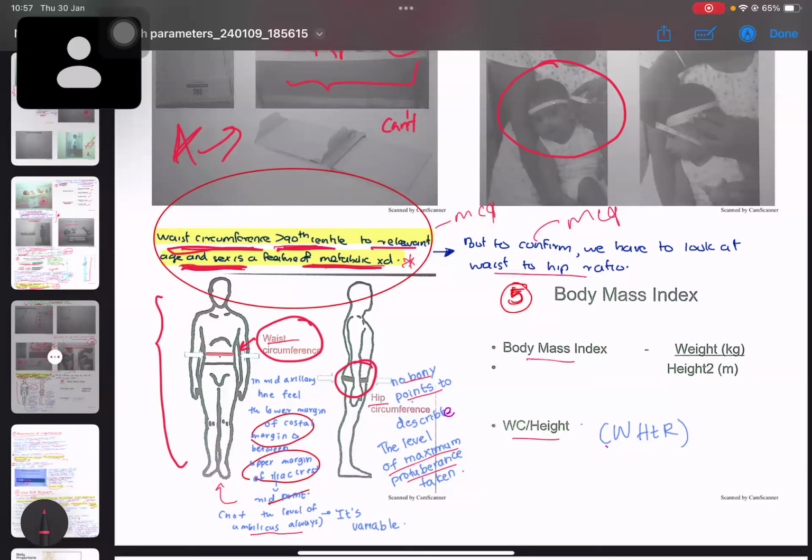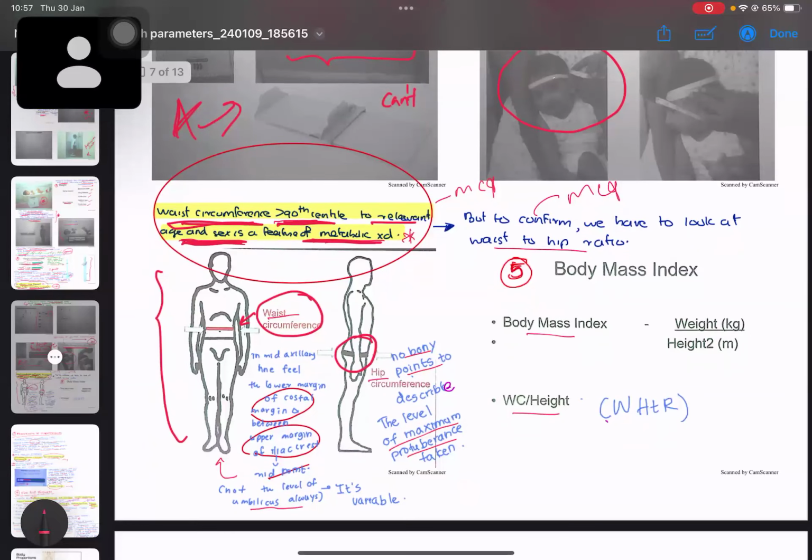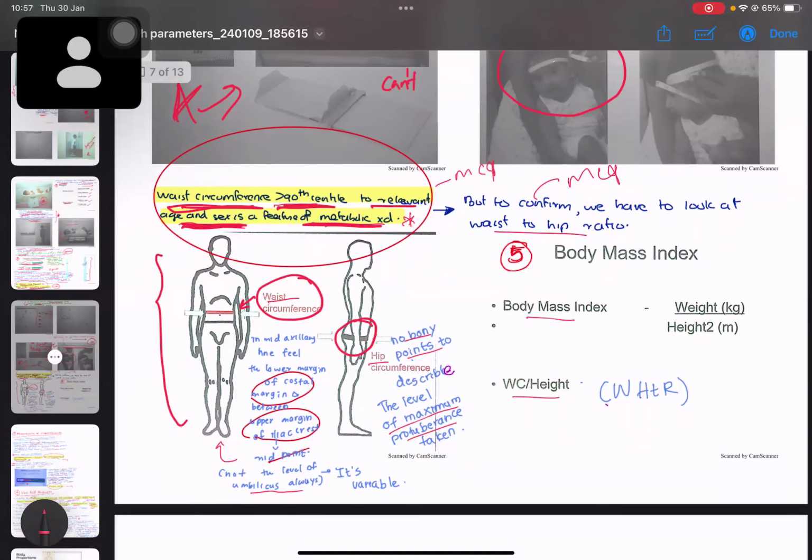Don't confuse yourself. Waist is different from hip circumference. So when reading the MCQ stem, look whether waist or hip is given. Actually, we look for waist circumference, not the hip circumference. Waist circumference should be more than the 90th centile for the relevant age. If it is more than the 90th centile for age and sex, it's a feature of metabolic syndrome. This is an MCQ point.